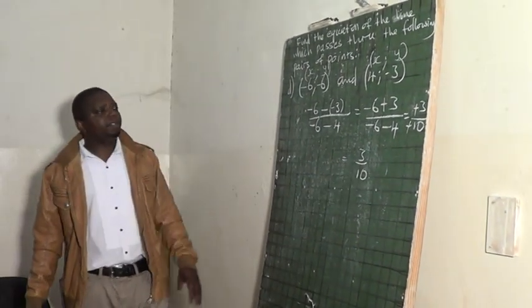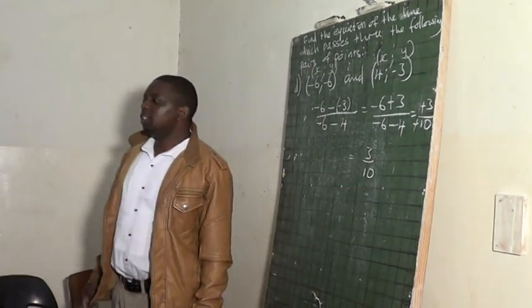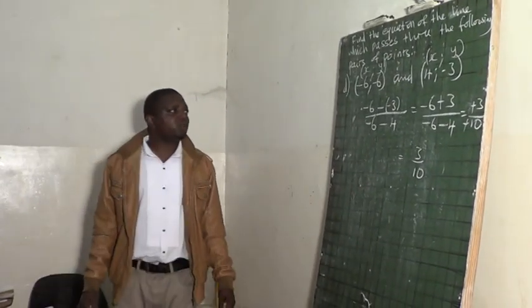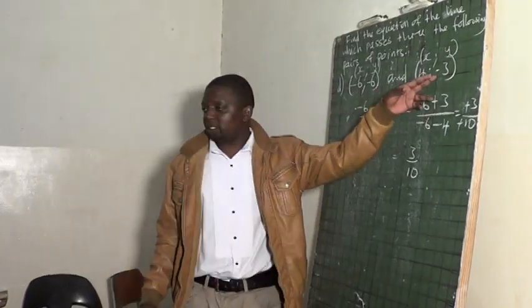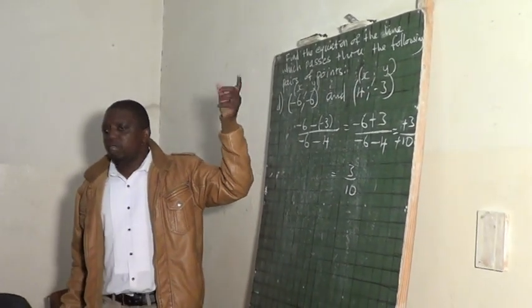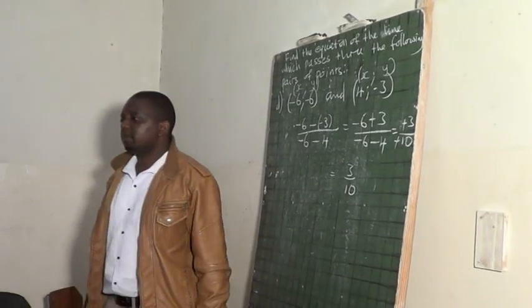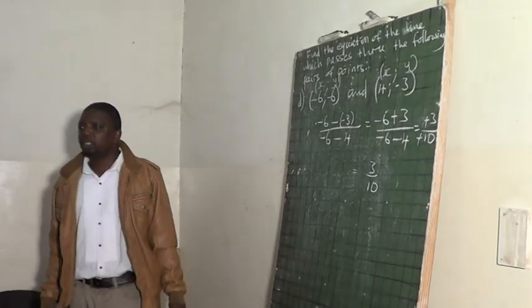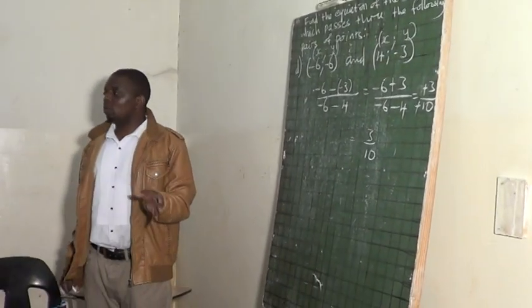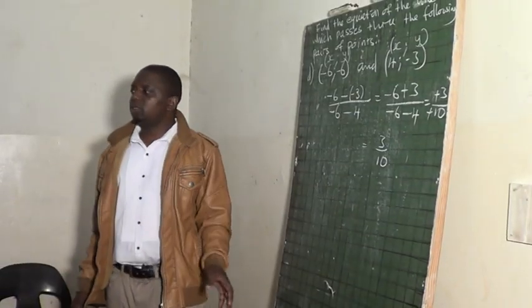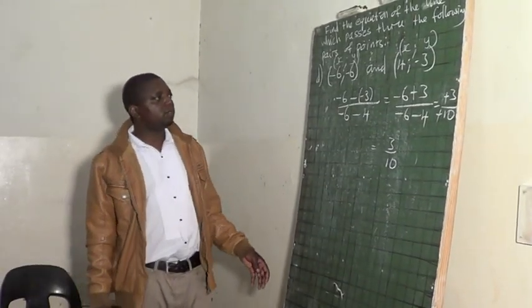Right, having found your gradient, you have to write down the expression for the gradient by considering any one of the 2 points altogether and the unknown point xy. Which point did you choose? Which point did you choose? 4 and minus 3. Those who got it wrong, which point did you choose? 4 minus 3. 4 minus 3.